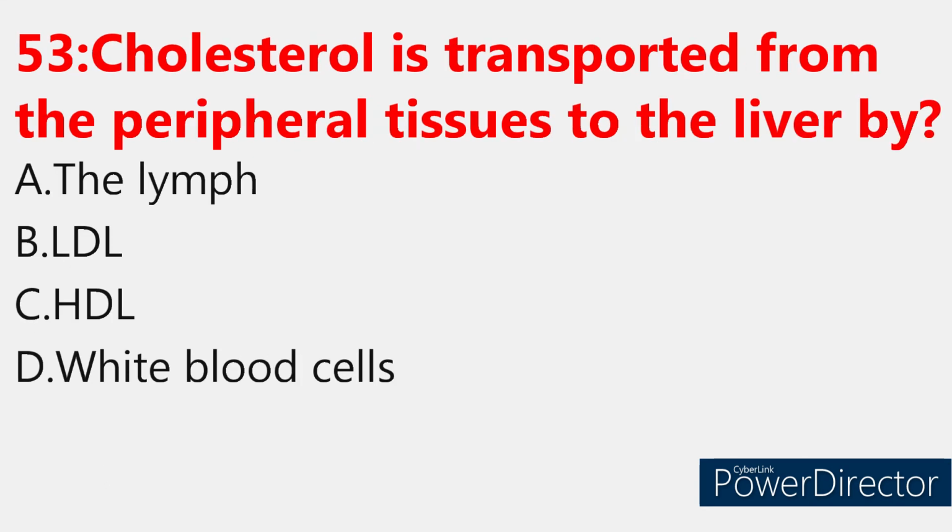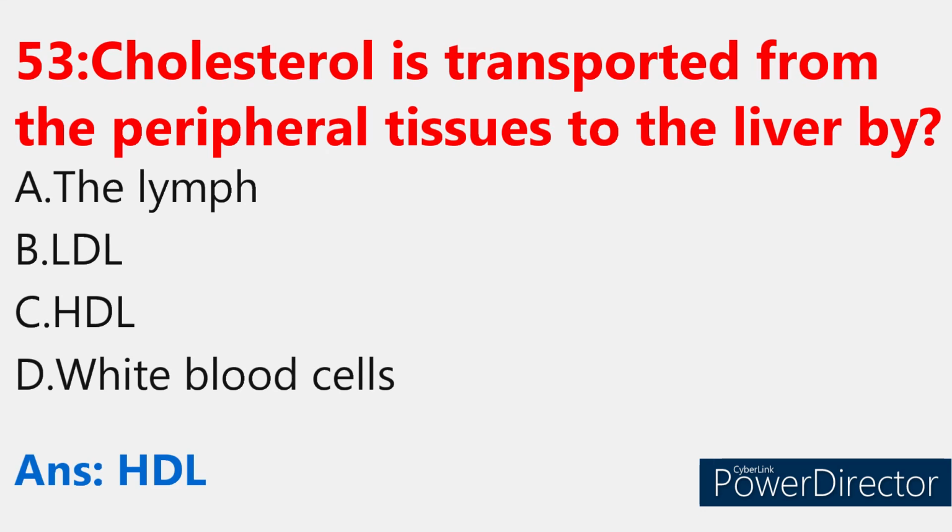Next question. Cholesterol is transported from the peripheral tissue to the liver by option A the lymph, option B LDL, option C HDL, option D white blood cells. And the correct answer is option C HDL.